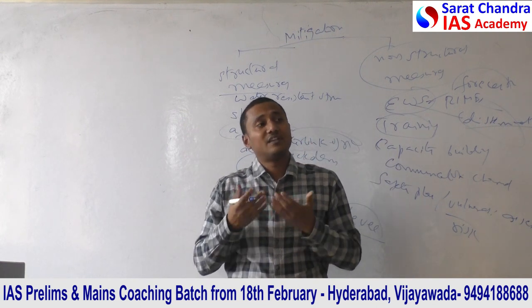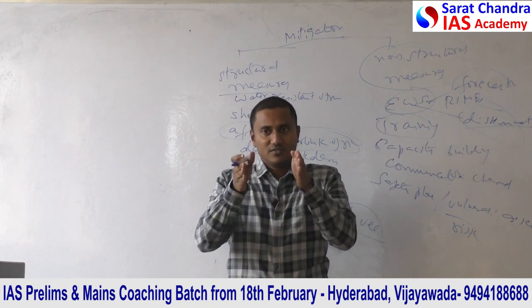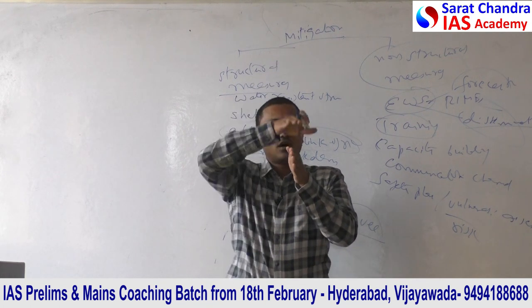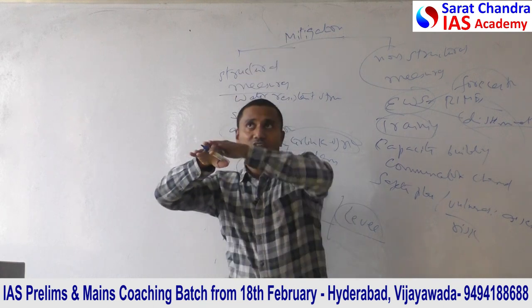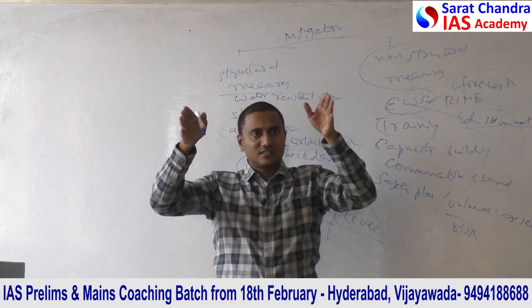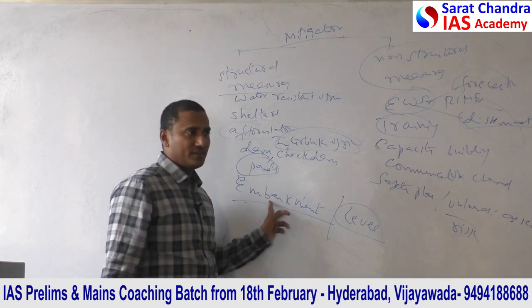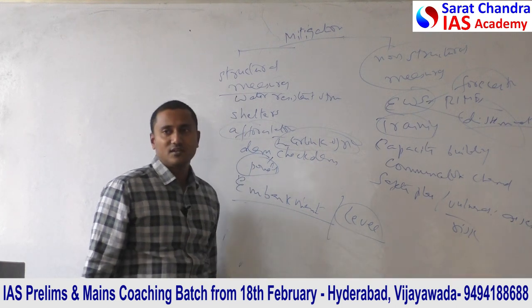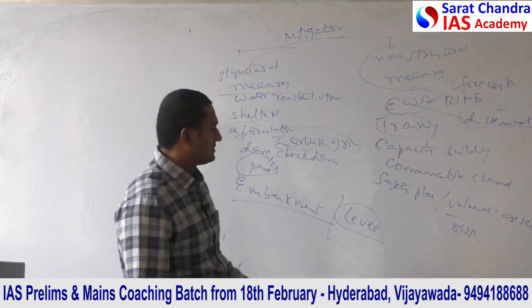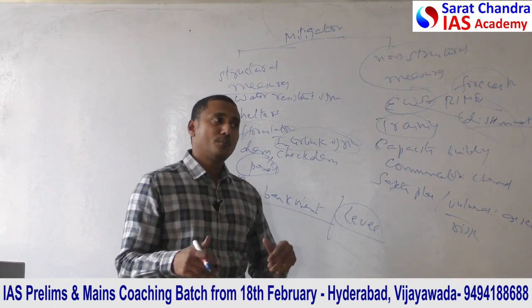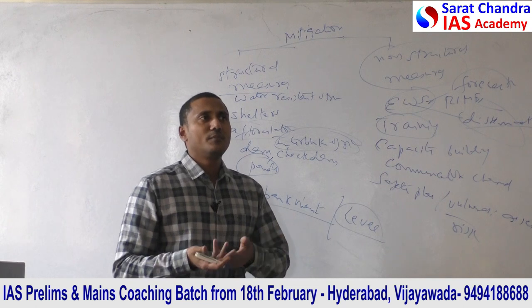But we can build artificial levees. On both sides of the river, build a wall or put some stones and rocks, so that when the water level rises, flood will not come. It's called a river embankment or river levee. That is also a structural measure to prevent the flood or sometimes to mitigate the flood.